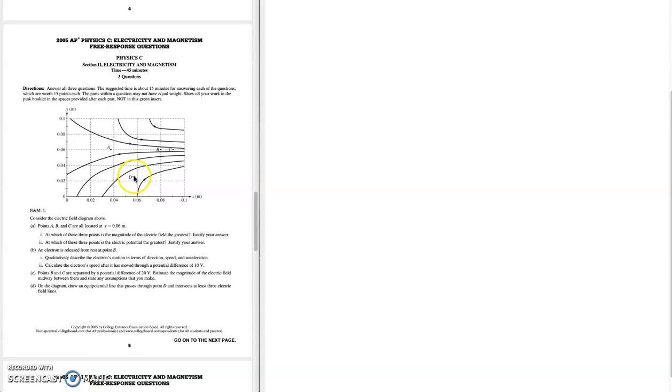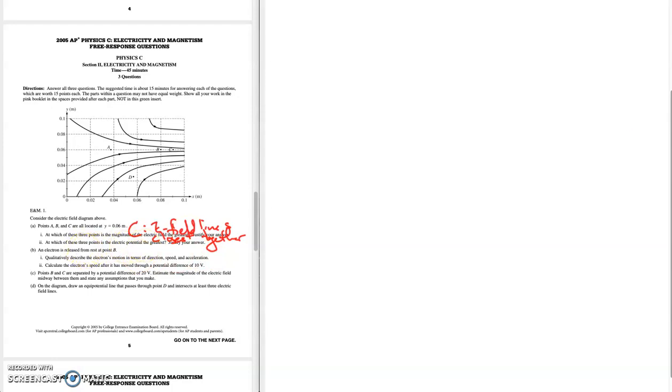If we put a positive test charge at point D, how is it going to move? It's going to move up and to the right. The closer the electric field lines are, the stronger the electric field is. So point C, farthest along the x-axis, is where the electric field lines are the densest. So that's where the electric field is greatest. So C, E field lines closest together.